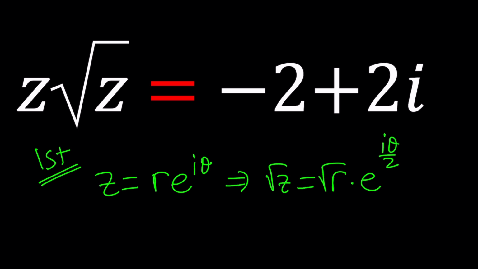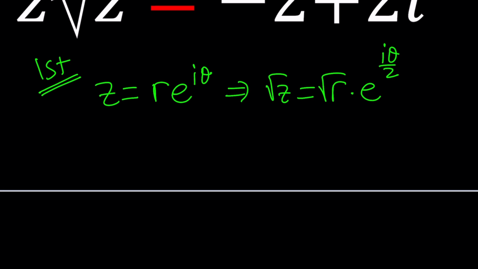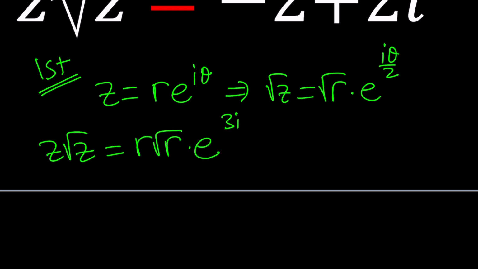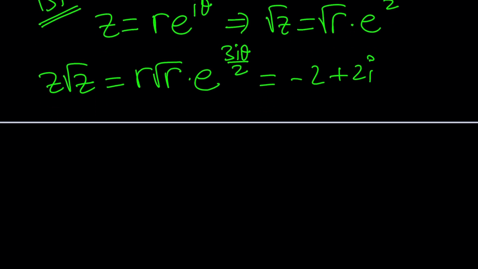So let's go ahead and evaluate z root z from here. I'm going to multiply r root r and then add the arguments, and that's going to give me 3i theta over 2. And I expect this to equal -2 plus 2i. So from here, can I find r and theta? And the answer is yes, if you write the right-hand side in polar form as well. So let's do it.